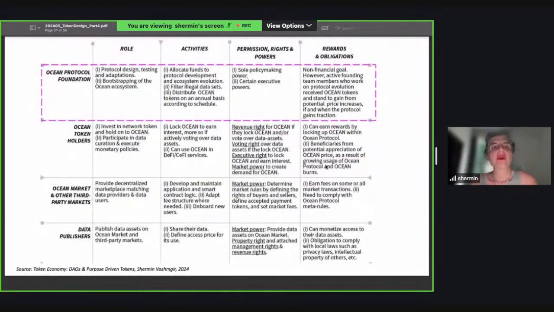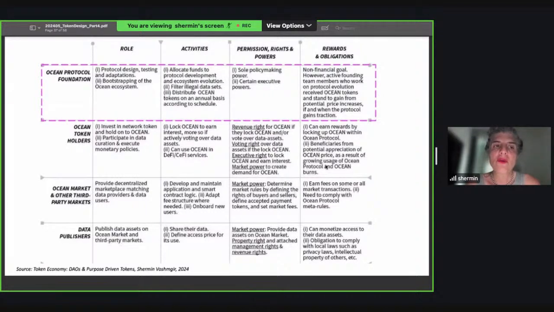Okay, so if we look at the single players a bit more in detail, so the Ocean Protocol Foundation and previously also BigChainDB, governance is really centralized around Ocean Protocol Foundation. We can say that their role is protocol design, testing, and adaptations. Their idea was that they will at least bootstrap the ocean ecosystem until it can fly alone with minimum intervention. That is their purpose.